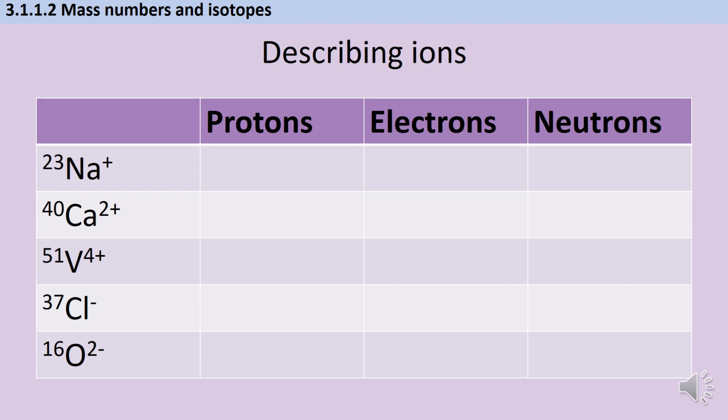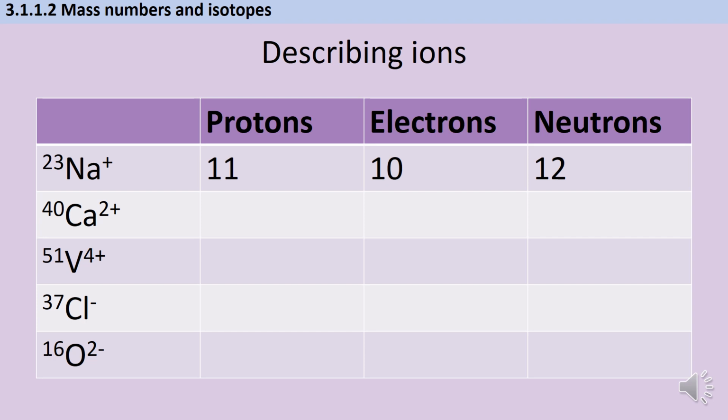number of electrons will be different from the number of protons, because some electrons have either been gained or lost, and that's why the particle has become charged. So if we take this first example, if I look at my periodic table, I can see that sodium has an atomic number of 11, and therefore it must contain 11 protons. Now, if it were an atom, we'd expect the number of protons and electrons to be the same, and there would be 11 electrons. But that's not the case here.